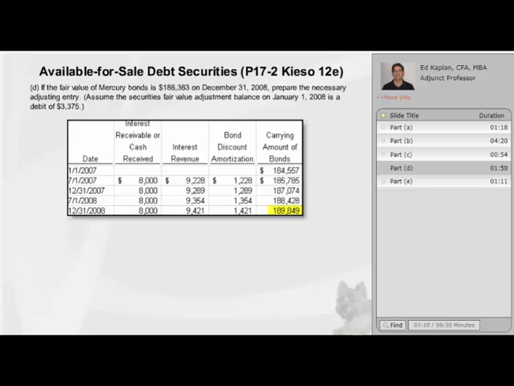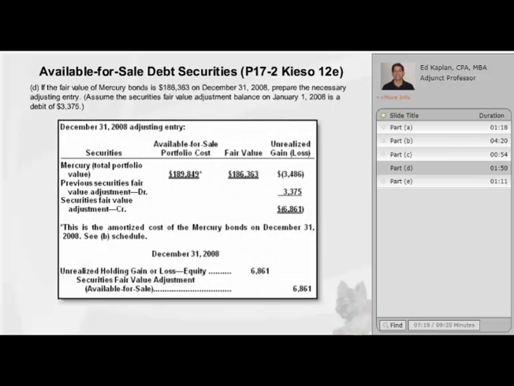Alright, now what I've done is dropped in the amortization schedule that shows you what the carrying amount of the bonds would be as of December 31st, 2008. And with that number in front of us, we then can show the solution. So what we've got to do is show that the available for sale portfolio cost is equal to $189,849 according to our amortization schedule.